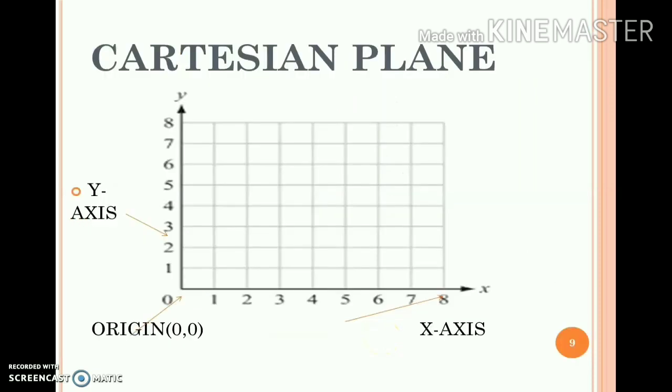So, here we have the Cartesian plane. We can see the horizontal line is called the x-axis, yes, this is the x-axis, and the vertical line is called the y-axis, and the point of intersection is called the origin, and the coordinates of the origin are 0, 0.